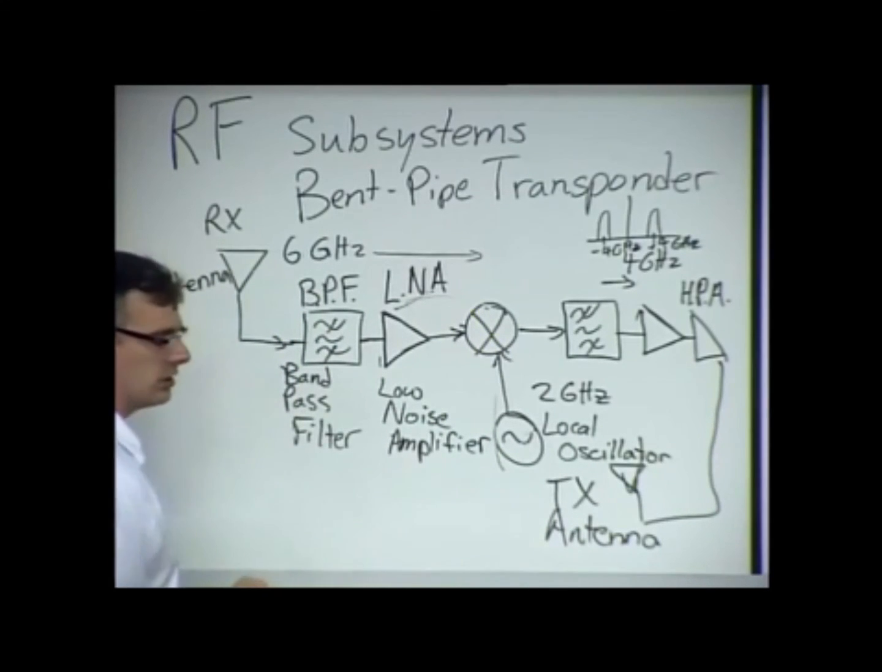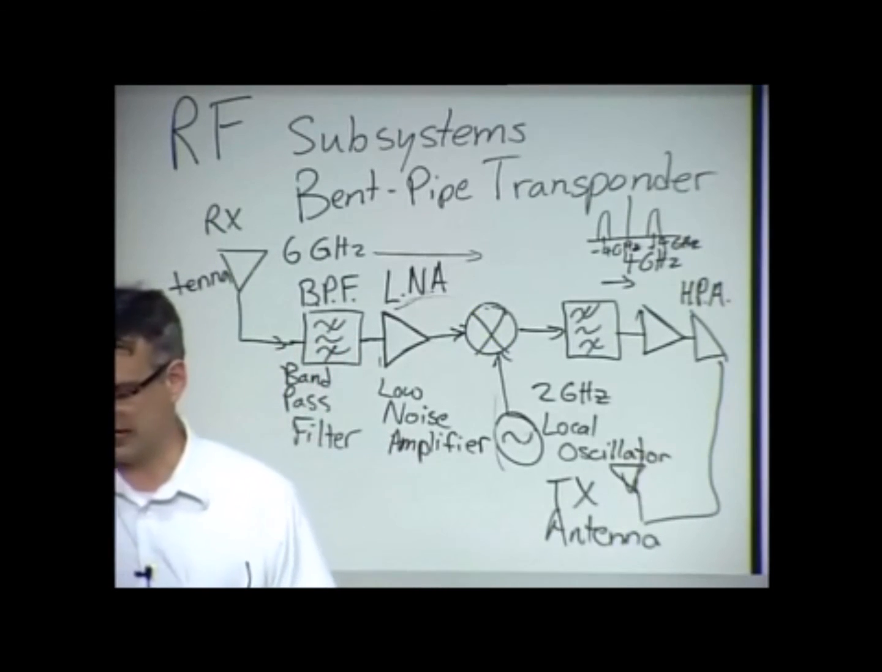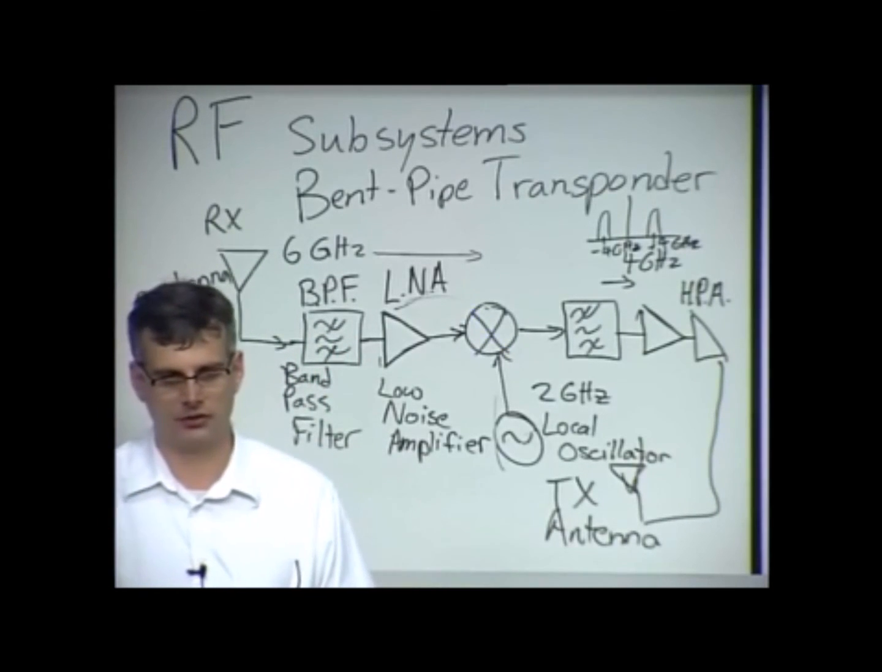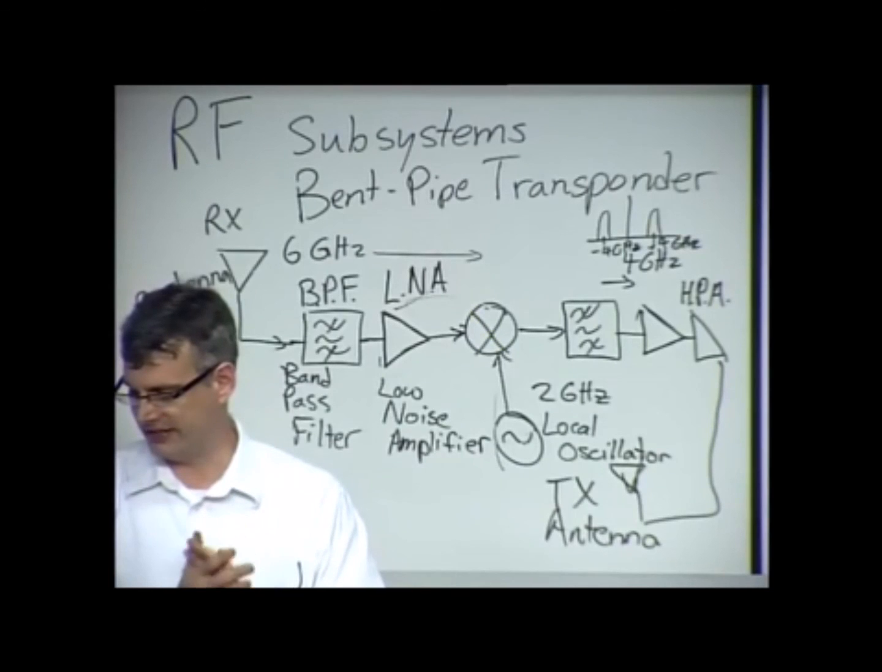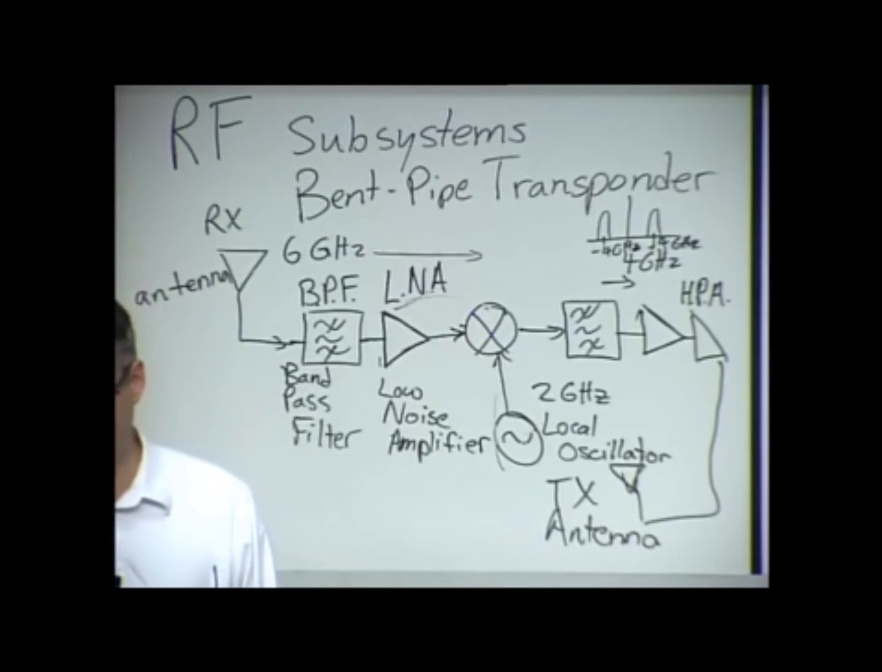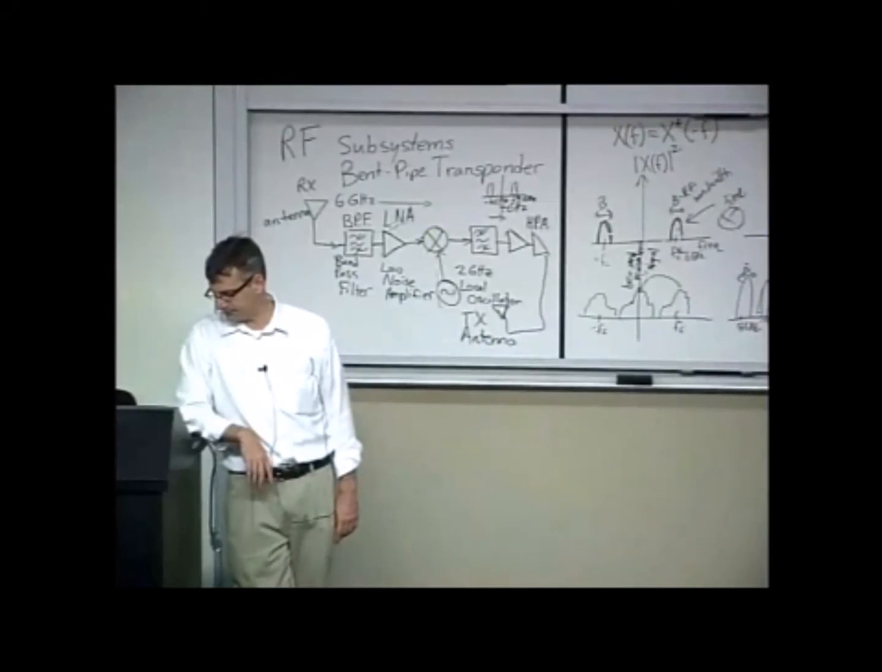And there you have your classic analog bent pipe transponder with the architecture of the first commercial communication satellites back in the 60s and the 70s and the 80s. Maybe there's still a few analog satellites up there.